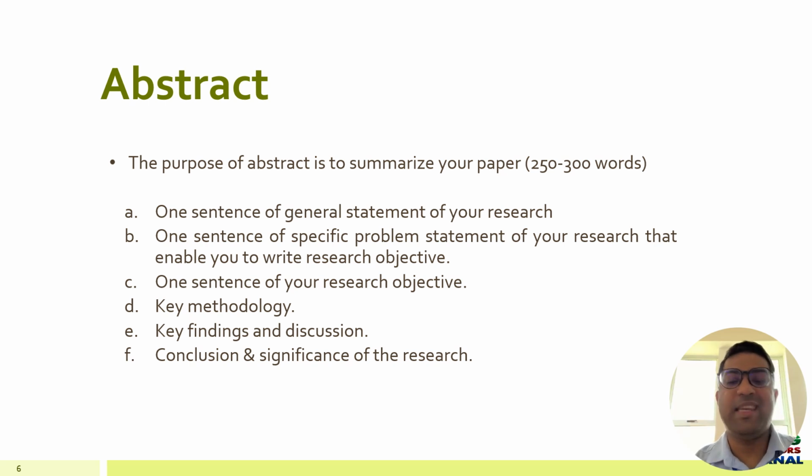And then it is followed by key methodologies, right? You might have about 5 to 6 methodologies, but you do not want to write everything in detail. Maybe you summarize or write down one or two which are very important, right? And then followed by key findings and discussions. Not all the findings or all the discussions, but the very relevant key findings and discussions which you think are very important to communicate to the readers, right? And lastly, you sum up with the conclusion and the significance of the research. So this is what the abstract should contain.